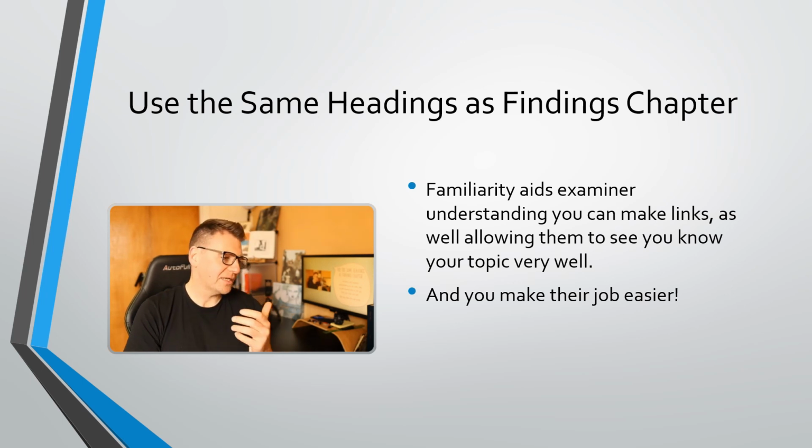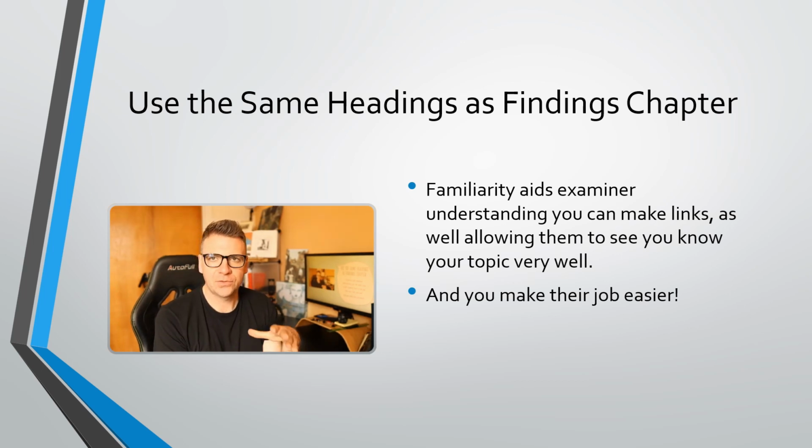So let's say one of the headings in the findings chapter is Team 1, Social Outcasts. When you get to the discussion chapter, you're going to want it to say Team 1, Social Outcasts again. And all it's doing is showing the examiner that you know there's a relationship between your findings and discussion chapter.